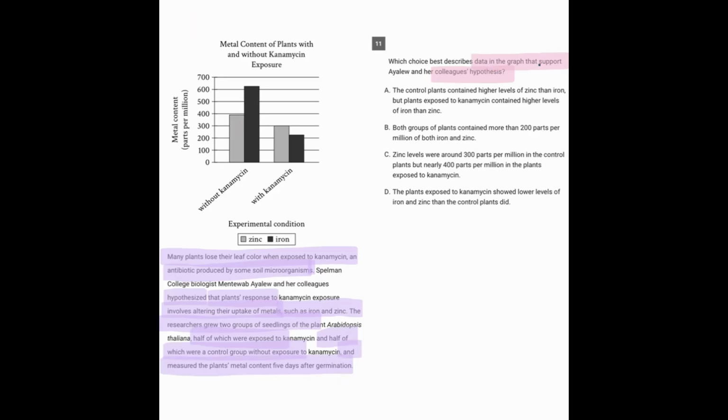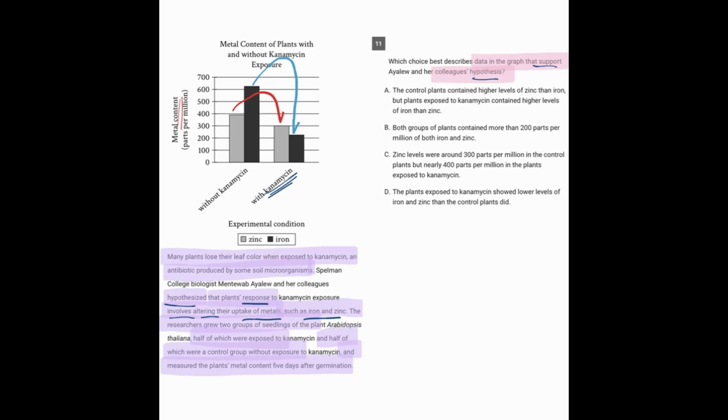So we're looking for an answer that's going to support the hypothesis. And the hypothesis was that their response to that chemical exposure involves altering their uptake of metals, such as iron and zinc. So we're looking for the plants that had the chemical having a different uptake of metals. And is that what we're seeing in the graph? Well, the ones with the chemical had less zinc metal content, and they had much less iron content as well. And so the graph definitely seems to support the idea that yes, exposure to this chemical alters the uptake of these two types of metals.